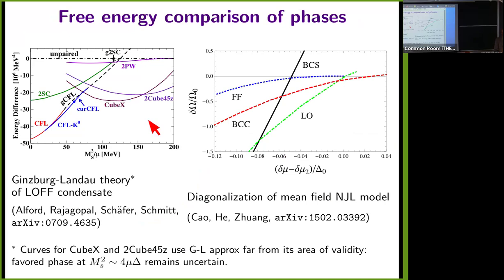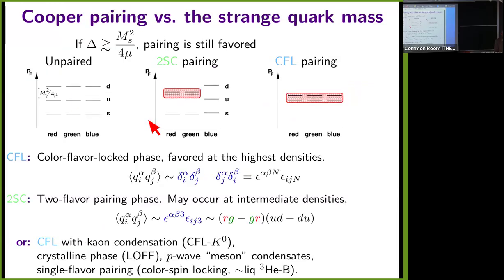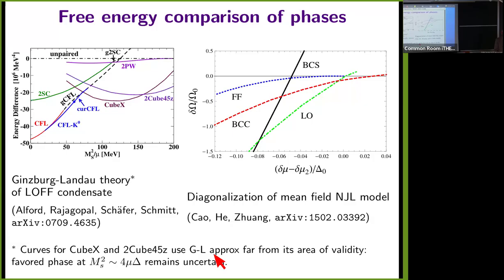What about competition between other single flavor pairing? Yeah, so there are other possibilities that I mentioned back here. Single flavor pairing where you can do color spin locking instead of color flavor locking. You can have meson condensates. So you'd want to throw all those into the mix as well and compare everybody. Yeah. Right. So here I'm just talking. Well, some of them are in here, right? There's CFL with K0 condensation in here.